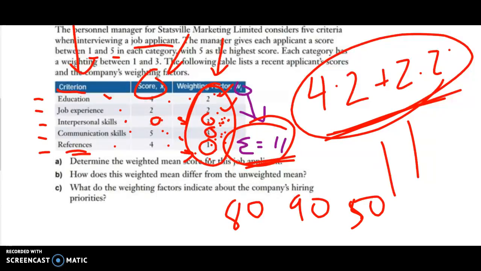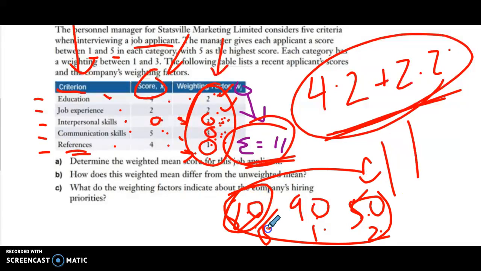But this school says, we don't really care about references that much, so we'll give that a weight of 1. This extracurricular thing is pretty important, so we'll give that a weight of 2. But the most important thing is grades. We think grades produce the kids we want, so we'll give that a weight of 5. So you go 80 times 5, 90 times 1, 50 times 2, add those together, and divide by 5 plus 1 plus 2, which is 8, to figure out your total score. And that's weighted mean.